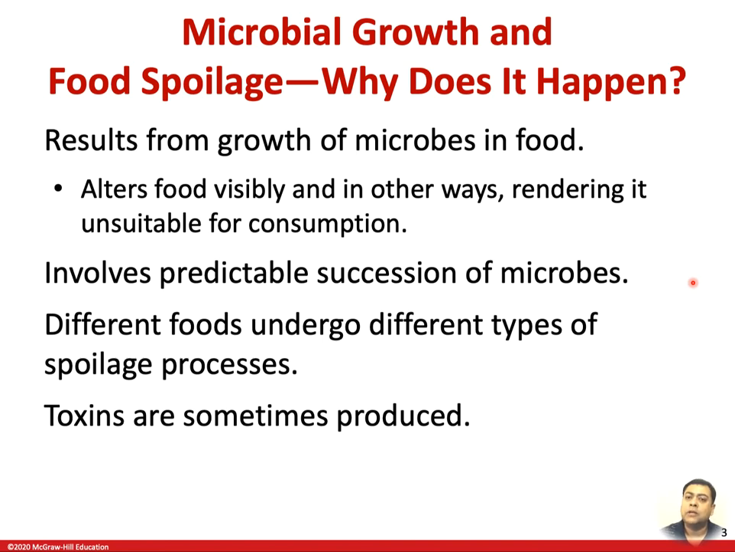So over a period of time, as the food is getting spoiled, the population of the microbes varies from the beginning to the end. Different types of food undergo different types of spoilage process. Sometimes toxins are also produced by some of these microbes as well.